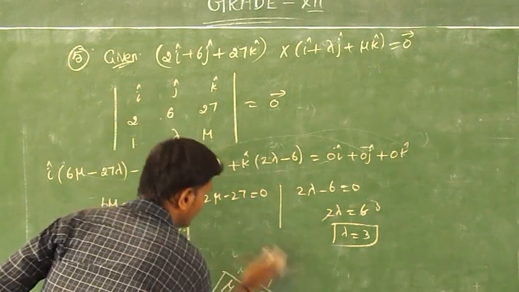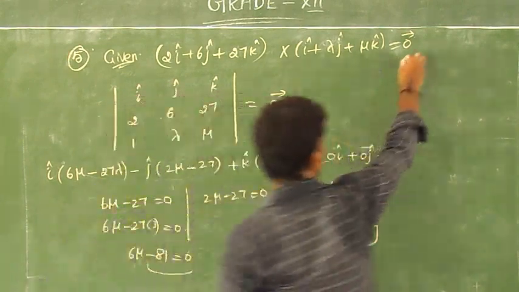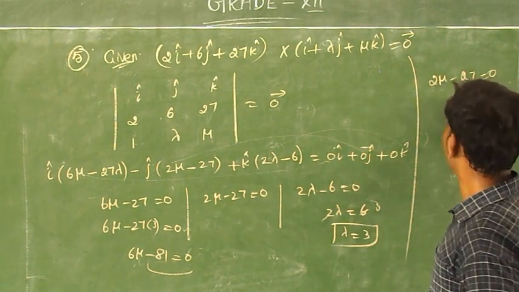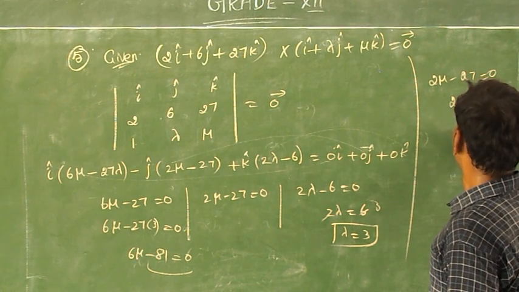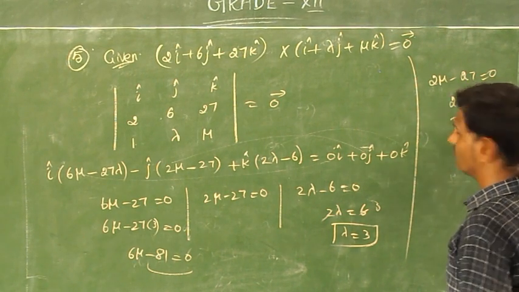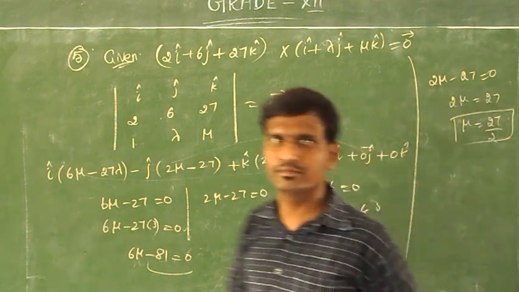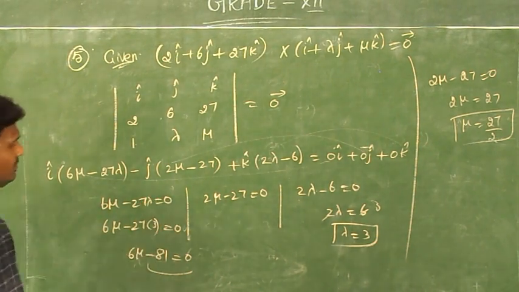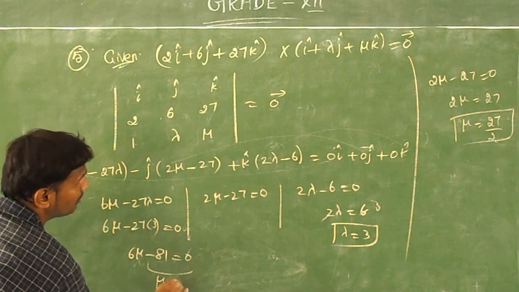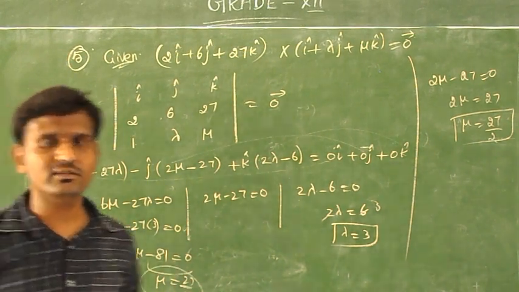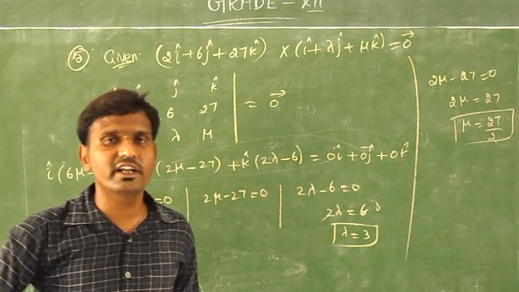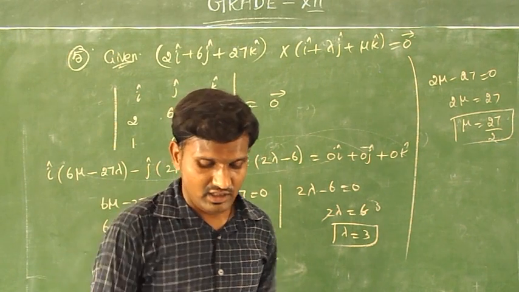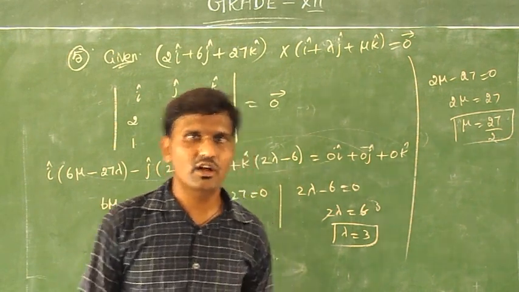See, otherwise I am taking this form: 2 mu minus 27 equal to 0. If 2 mu equal to 27, then the value of mu is 27 by 2. So that's all. Mu equal to 27 by 2. Have you got it, children? Okay, fine. So up to the fourth question we already completed, and for this period we completed the fifth. Let me see the next question after.